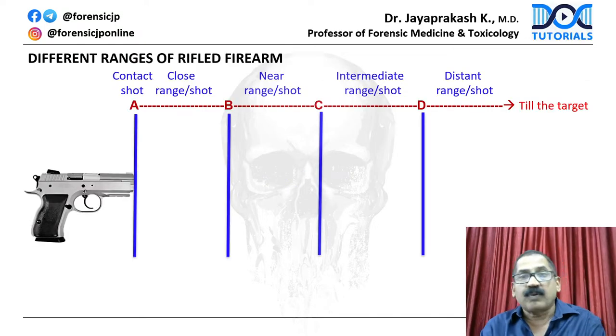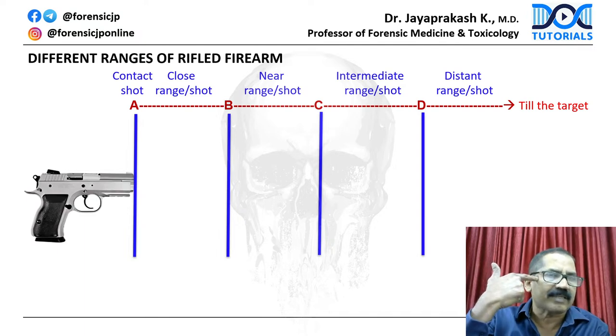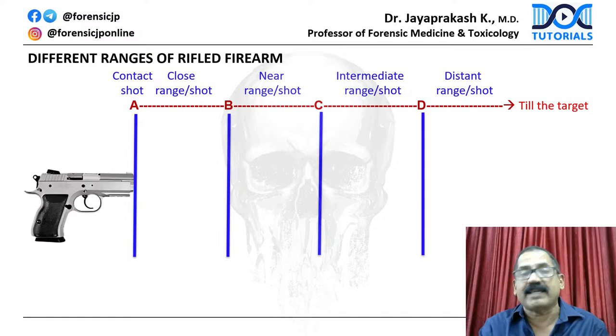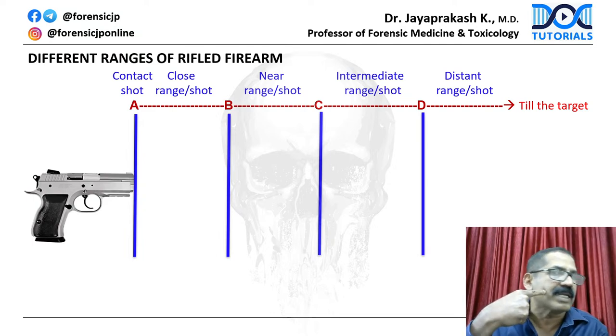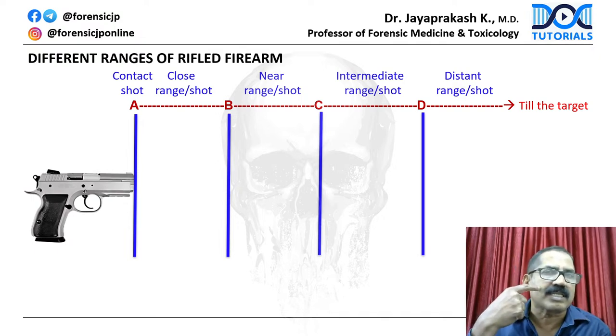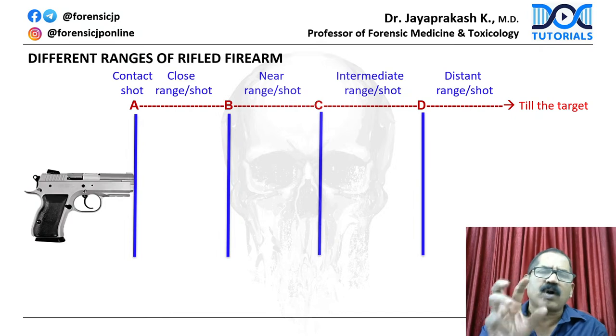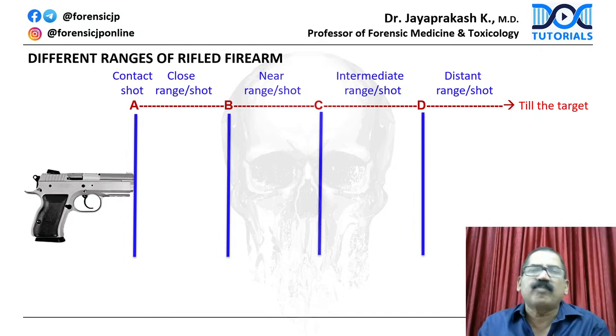Okay, now what are the different ranges? As you all know, contact shot means the muzzle is touching the skin. Again, there are three different types of contact shots. I am going to explain later. Number one, tight contact, where there is indentation of the skin. Number two, loose contact. The muzzle is just touching the skin, but there is no indentation of the skin. Number three, angled contact, where the gun is kept at an angle. Okay. And in case of contact shot, all the products of firing will enter into the body.